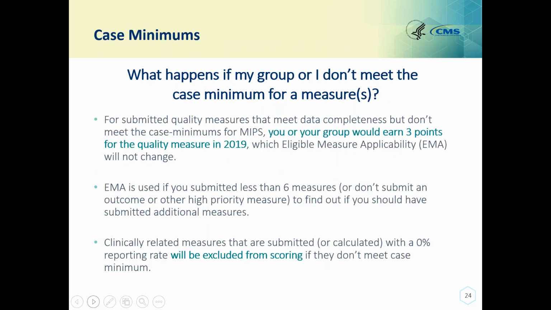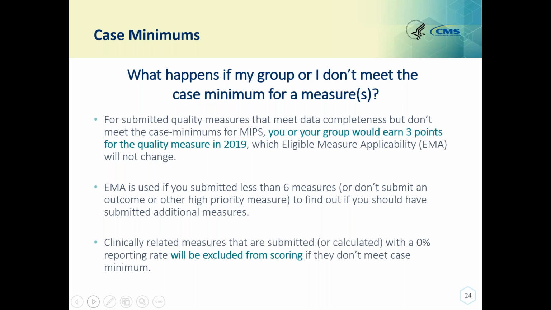What happens if my group doesn't meet the case minimums? So this is a slightly broader question than just EMMA, but it has implications. For submitted quality measures that meet data completeness but don't meet the case minimums, you or your group would earn 3 points for the quality measure, which EMMA will not change. EMMA is used if you submit less than 6 measures to find out if you should have submitted additional measures.